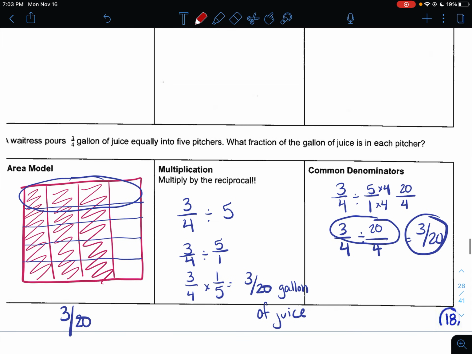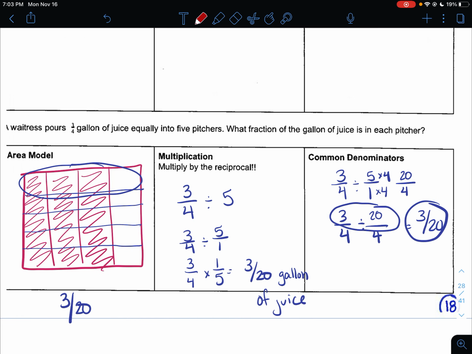Okay, you should be done. If not, shame on you for not actually doing it, but here is my work. So the red in my area model is the 3/4 that I shaded. And then I went and cut it into 5 groups. 1, 2, 3, 4, 5. And in one picture, 3 were shaded out of 20 total. When you multiplied by the reciprocal, you should have gotten 3/20 as well. And then common denominators, 3/20.